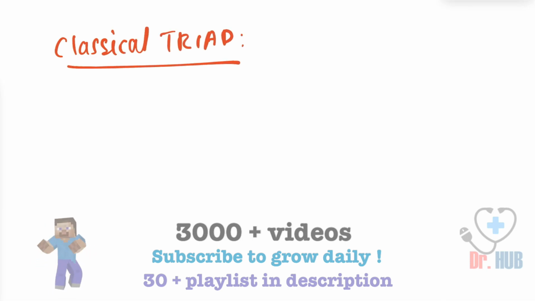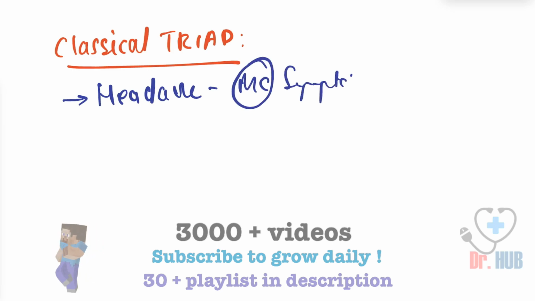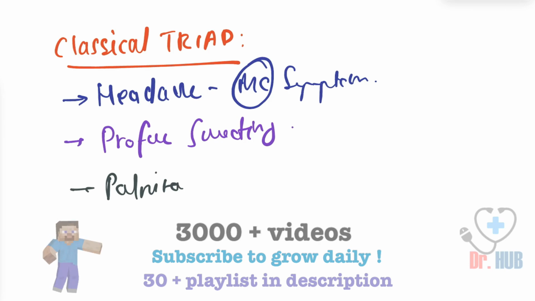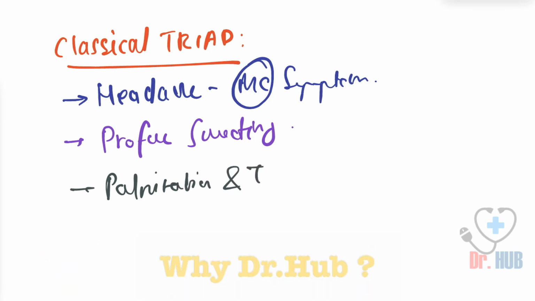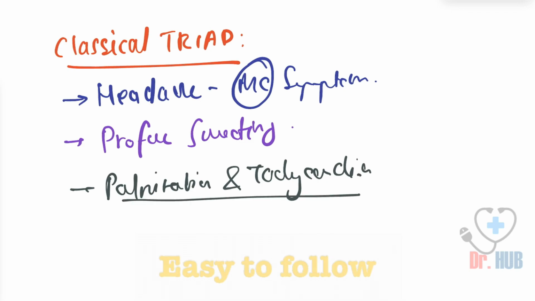The components include, firstly, headache, and this is the most common symptom. And then there is also profuse sweating, as well as palpitation and tachycardia. All this is present in the classical triad.